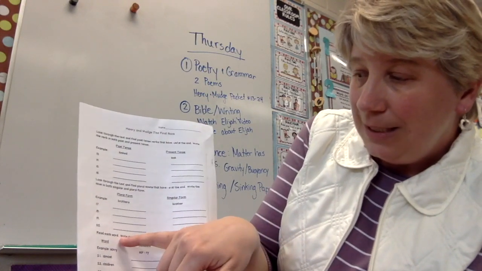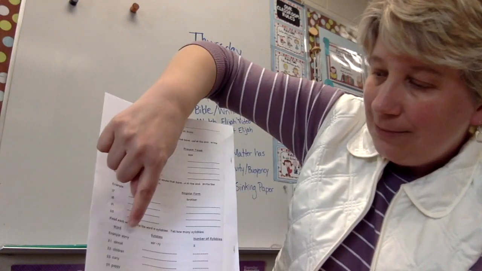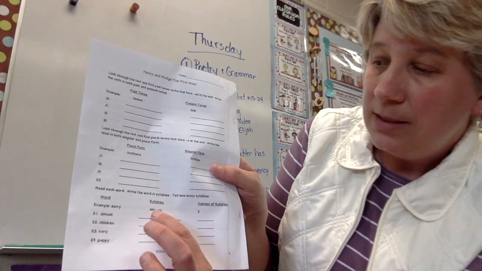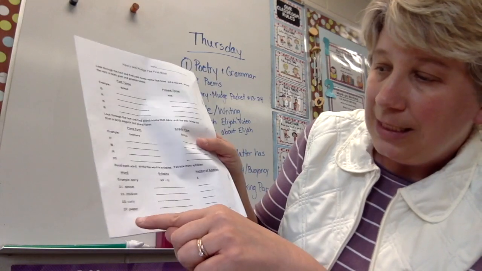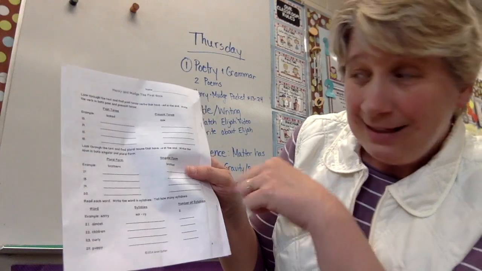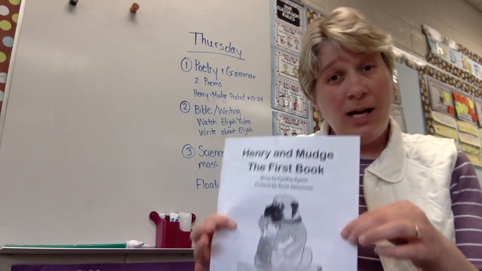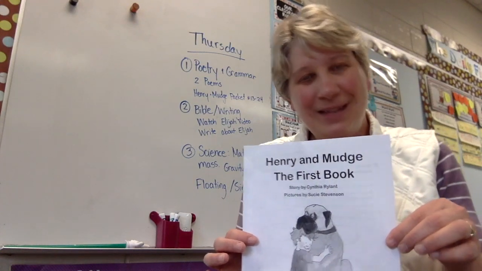Then at the bottom it says read each word, write the word in syllables, or how many claps is it, and tell how many syllables. So they show you an example of how to do it. So sorry, sorry, they kind of broke it up, and then they said it was 2 syllables or 2 claps. So they want you to do that with the word almost, children, curly, and puppy. So fill that out. Then we want you to take a picture of the booklet and upload it and send it to your folder so we can see how well you did on that.